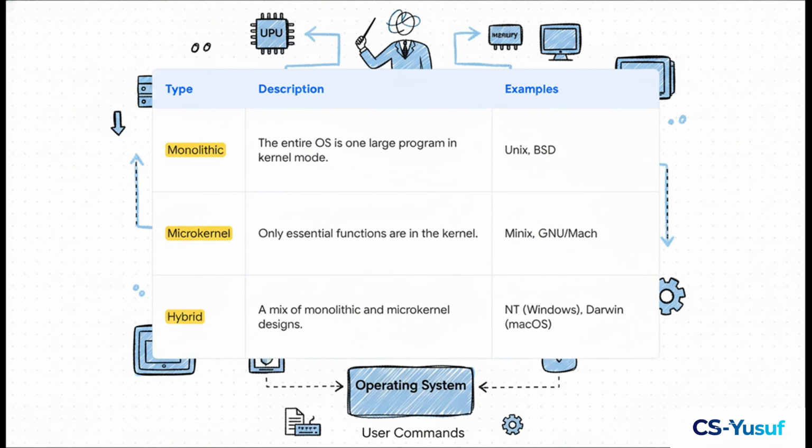The opposite is the microkernel, which keeps the kernel as tiny as possible and runs everything else as separate programs. This is much more stable, but can be a bit slower. And that's why most modern systems like Windows and Mac OS use a hybrid design, trying to get the best of both worlds, performance and stability.